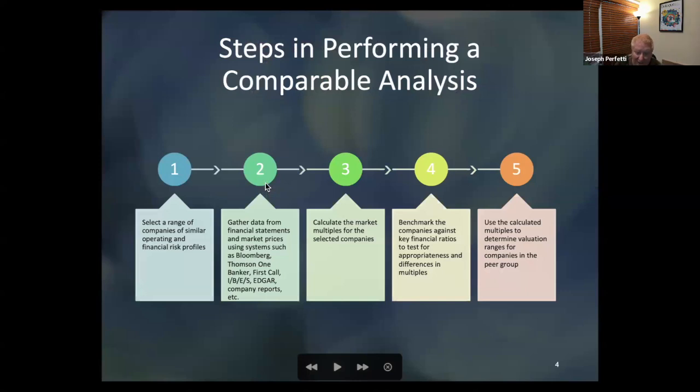So the process for multiple analysis is pretty straightforward, right? First, find the companies, find the peers, preferably ones that have similar profiles. Two, once you've identified your peer group, then get your data. Your data is going to come from Bloomberg. Three, calculate your market multiples based on the current market data. Again, that's going to come from Bloomberg. Then you kind of benchmark and try to understand the differences between the companies and then explain it.